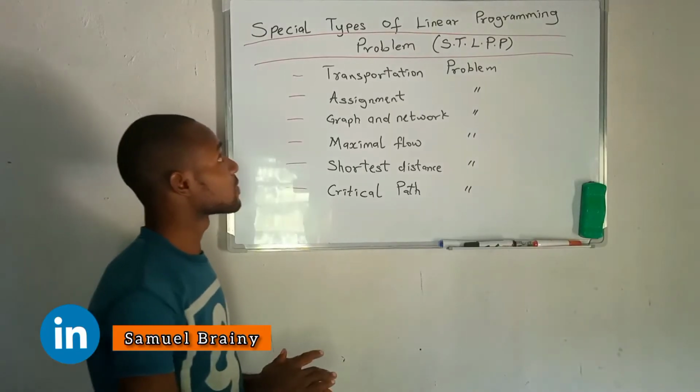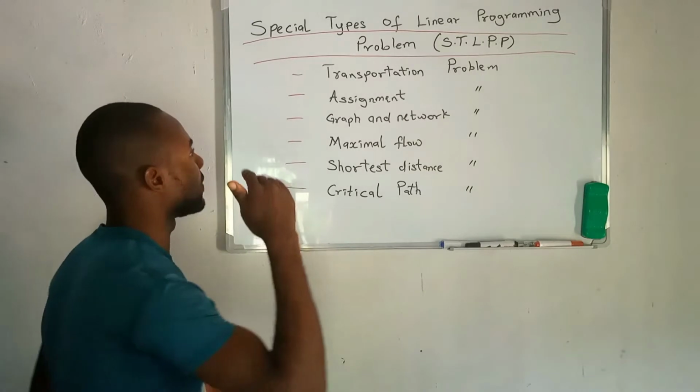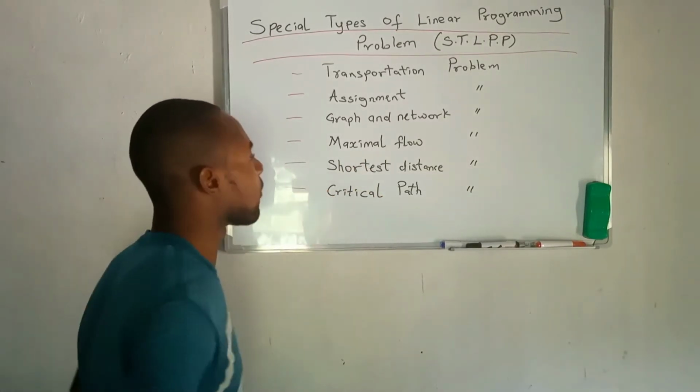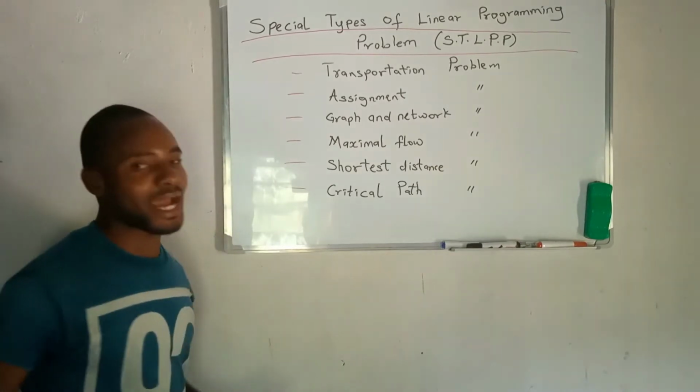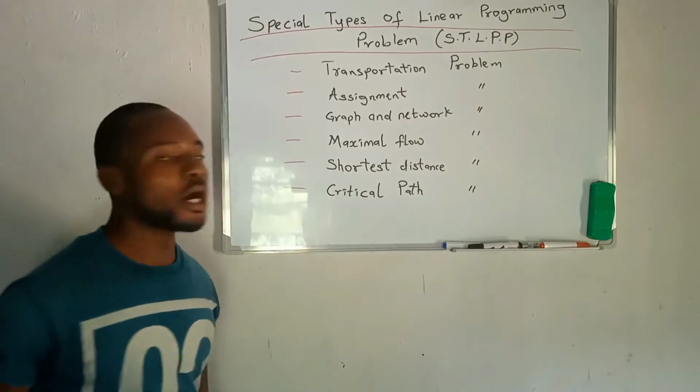In the special types of linear programming problems, we have the transportation problem, the assignment problem, graphs and networks, maximum flow, shortest distance, and critical path. So we are going to start with the transportation problem.